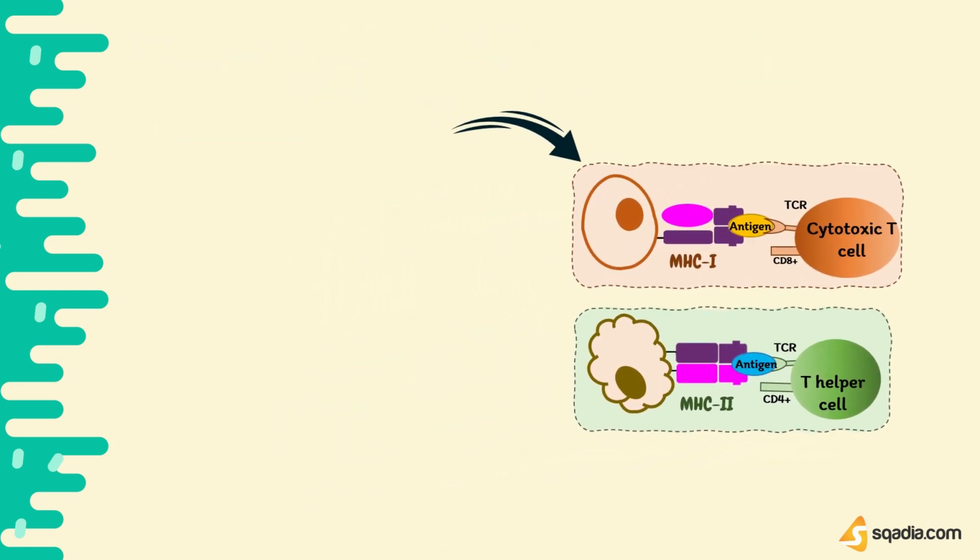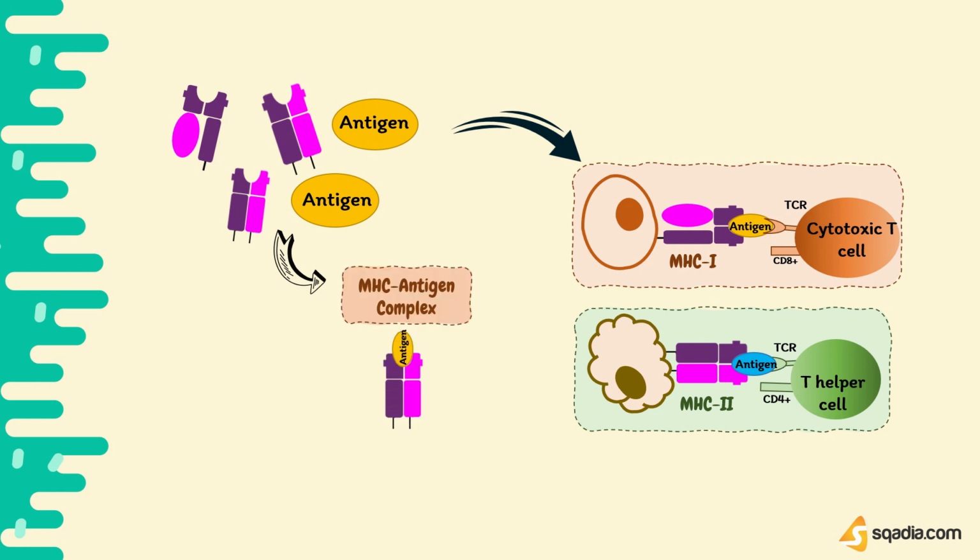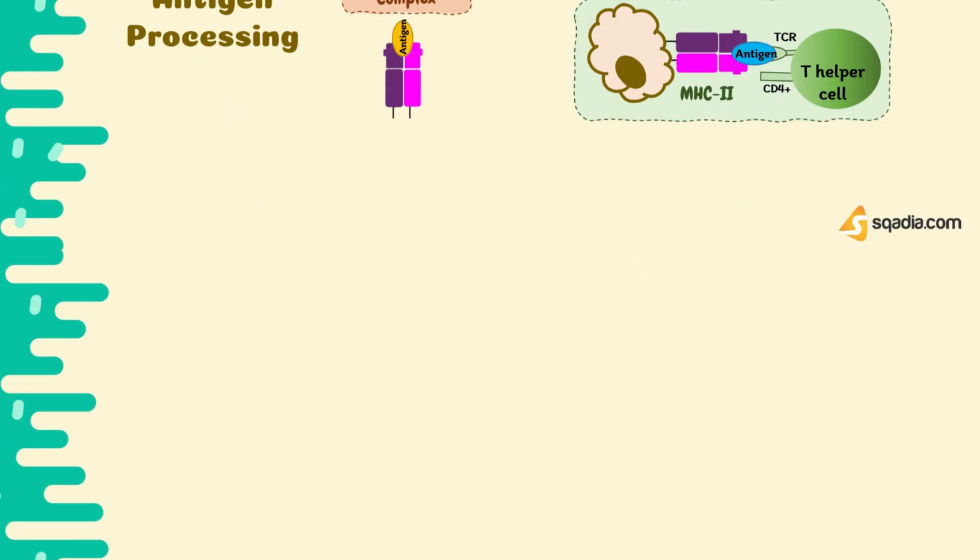But, before this presentation of antigen to either helper T cells or cytotoxic T cells, antigen molecules and also MHC molecules are processed within and outside the cell. That leads to the formation of the MHC antigen complex. So, the process whereby antigen becomes associated with self-MHC molecules for presentation to T cells is called antigen processing. And this antigen processing is essential before its presentation to T cells. And this processing is done via different pathways that we will learn further in this video.